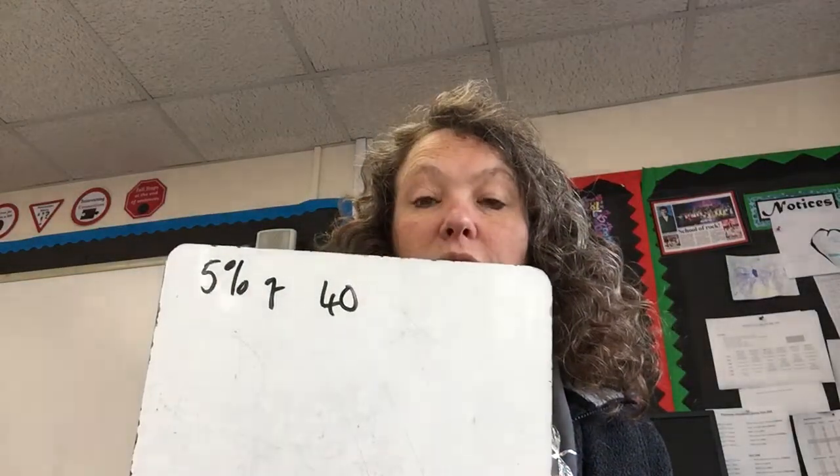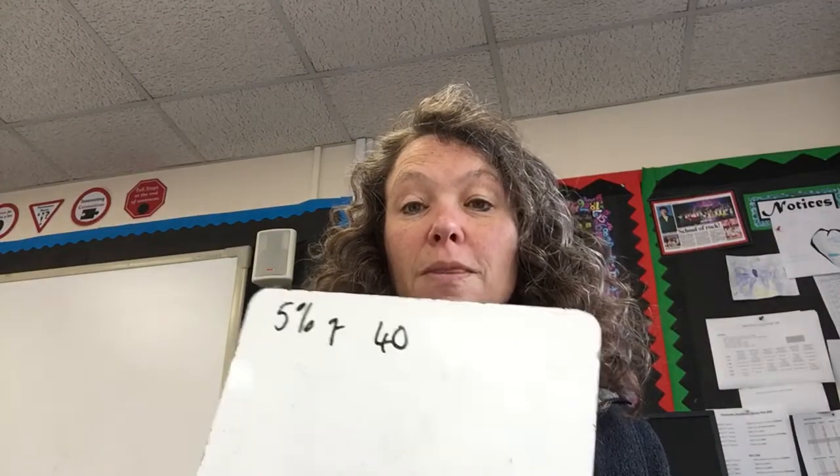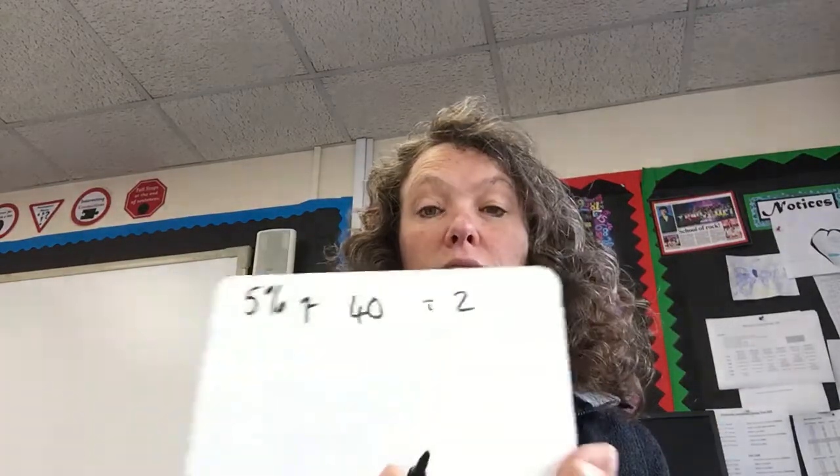Okay, now, if we wanted to find 5%, all you're going to do is find 10% of the number and half your answer. Okay, so if you're finding 5% of a number, so 5% of 40, first of all we find 10%, so we divide it by 10, which is 4, and then we half it. So 5% of 40 equals 2.